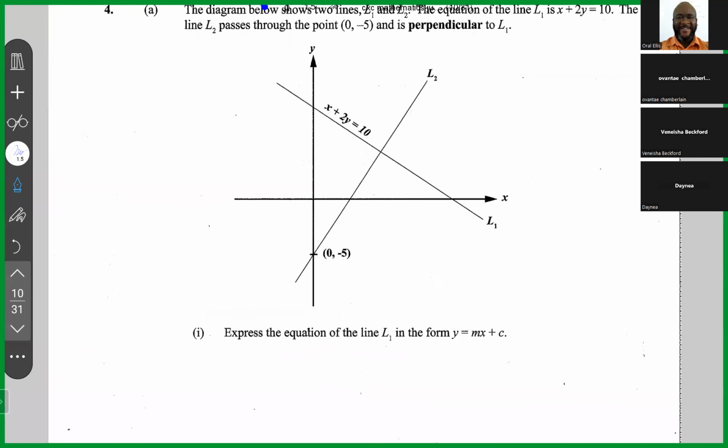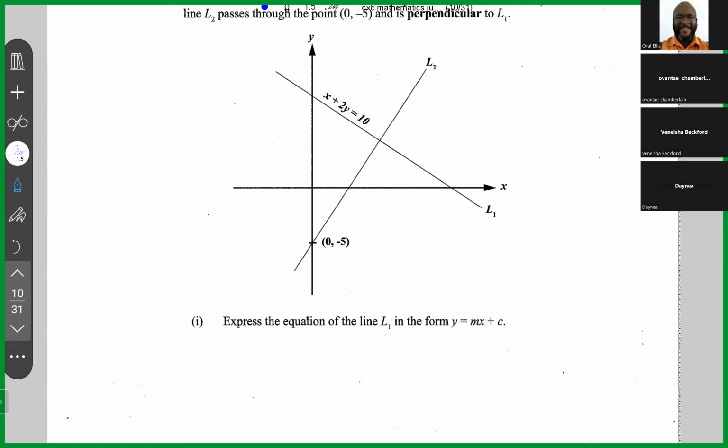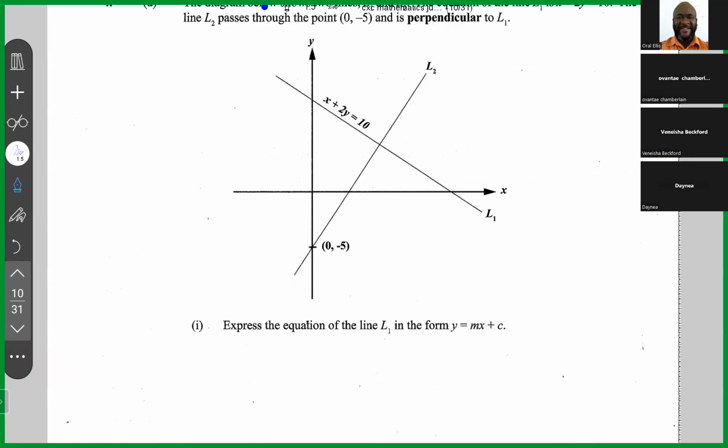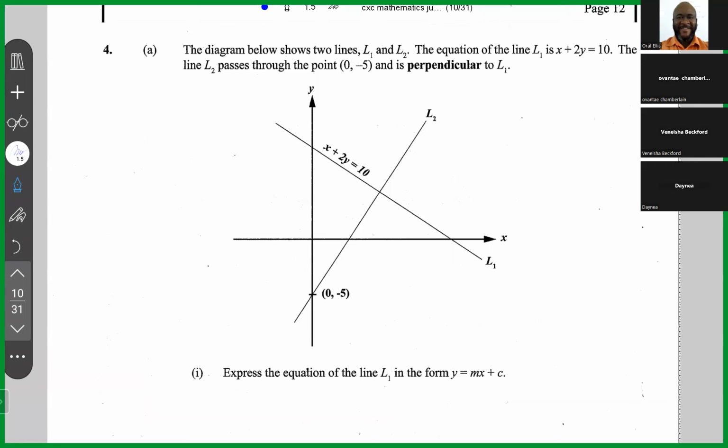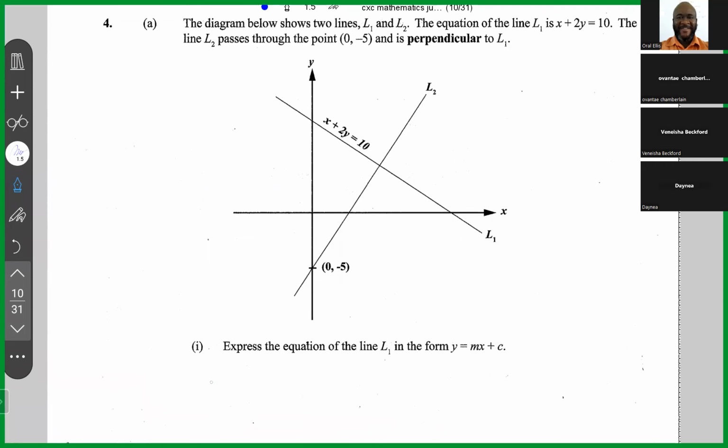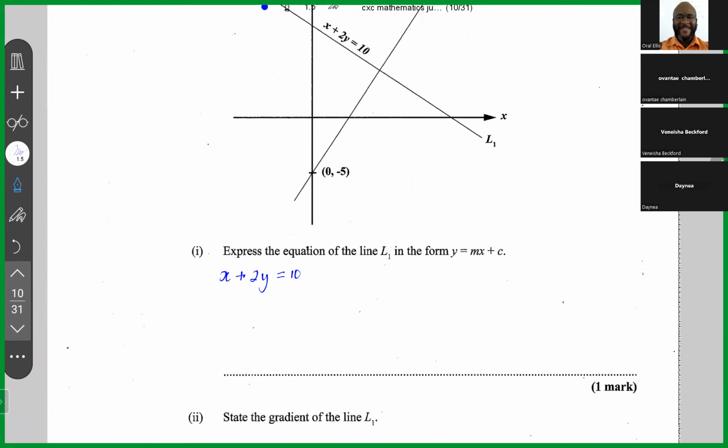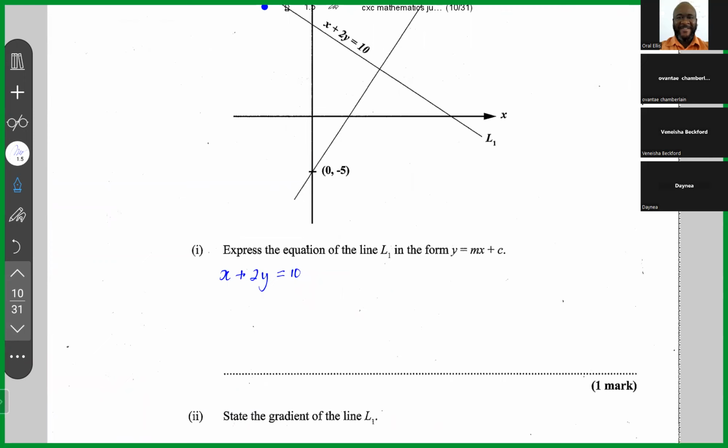First thing we're asked to do is to express the line L1 in the form y is equal to mx plus c. The equation for L1 that we're given is x plus 2y is equal to 10. Essentially in that form, y is the subject. So let's make y the subject for this equation. Y being the subject means I need to have y by itself on one side.